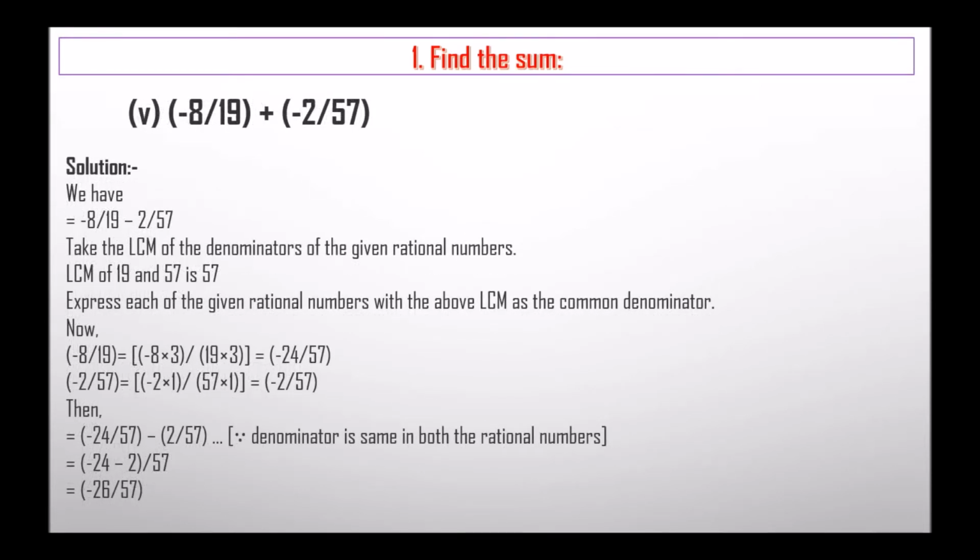Next, minus 8 upon 19 plus minus 2 upon 57. Here also denominators are different, so we will take the LCM of 19 and 57, that is 57. Now we will express the rational numbers in the above LCM. So we will get minus 24 upon 57 and minus 2 upon 57. Now we will subtract them. So minus 24 upon 57 minus 2 upon 57, that is minus 24 minus 2 upon 57, that is minus 26 upon 57.